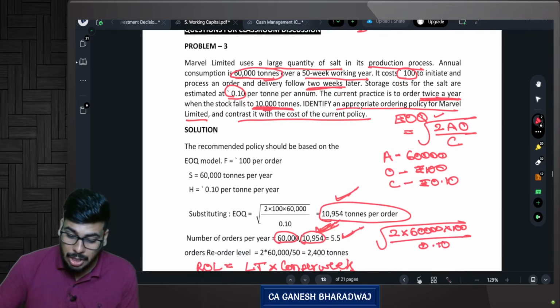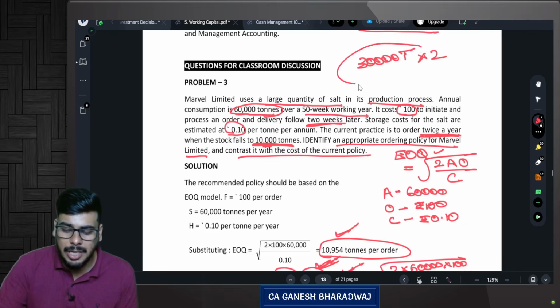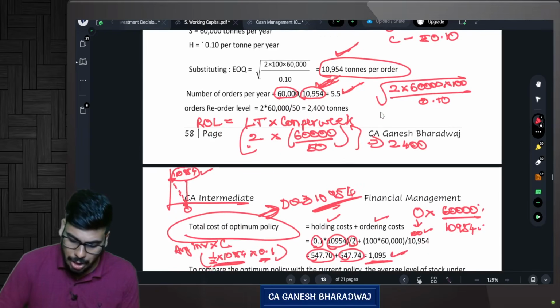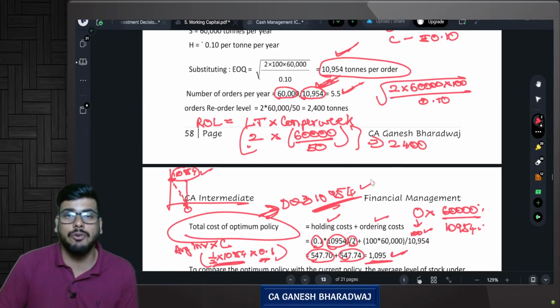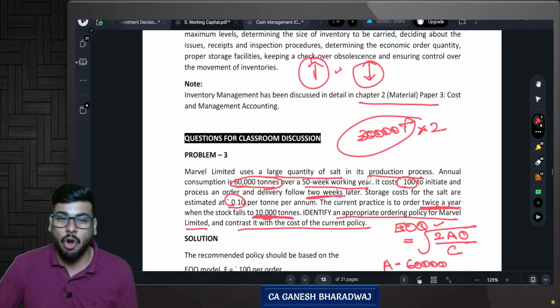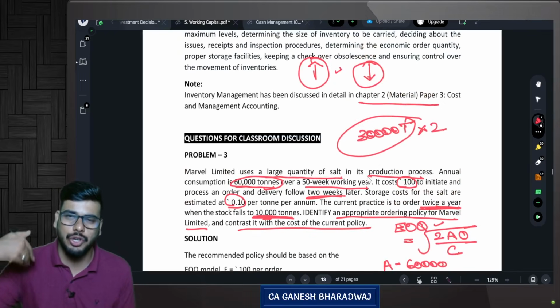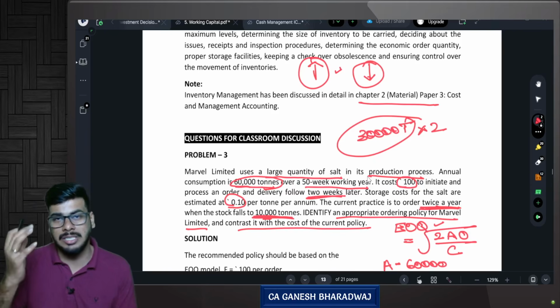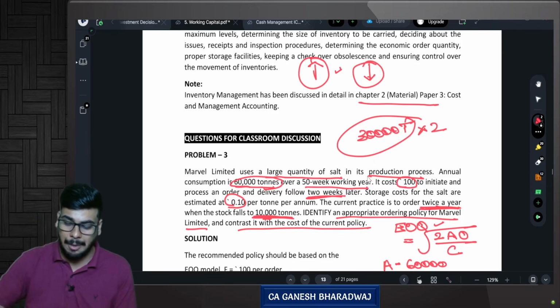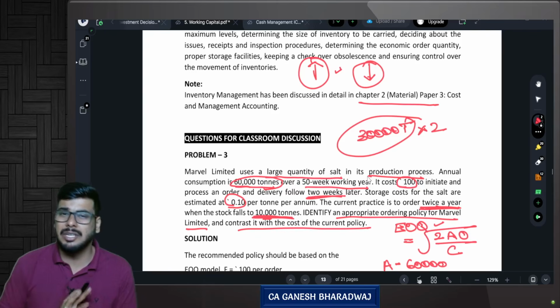Correct? So now are they following the EOQ? No. EOQ says every time you place an order, you should place an order only for 10,954 tons. Whereas they are placing an order for 30,000 tons. So obviously, since they are deviating from EOQ, they will be incurring more cost. This is what we saw in material cost chapter, right? That is exactly given. Nothing new that we are learning. Every single thing is the same.